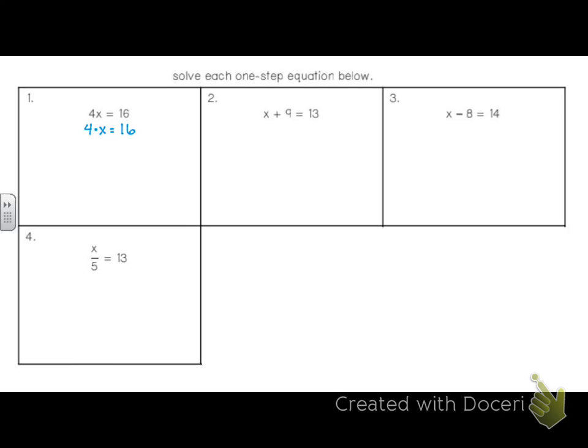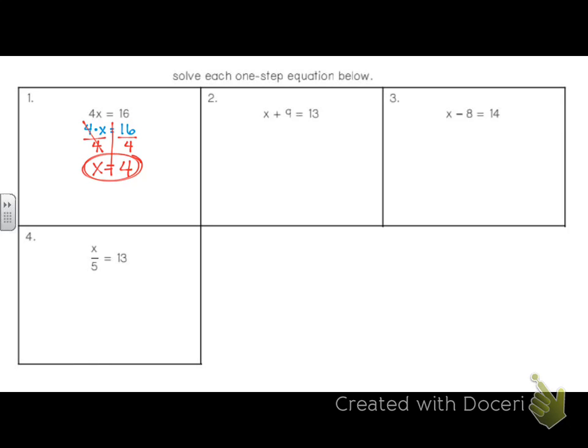So now for me to undo this operation that's being done, we're going to do the opposite, or first let me draw my line to keep it balanced. I'm going to do the opposite of multiplying by 4, and I'm going to divide both sides by 4. So now this side cancels out and leaves me with x equals 16 divided by 4, which is 4. So my answer here is x equals 4. And I can go back and check my work and plug in 4 for the variable x. 4 times 4 does equal 16, so my answer is correct. x equals 4 is my final answer.